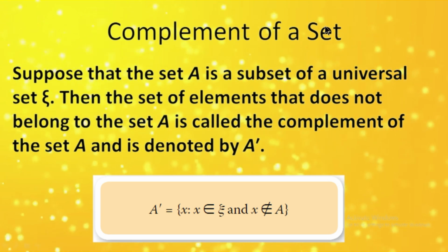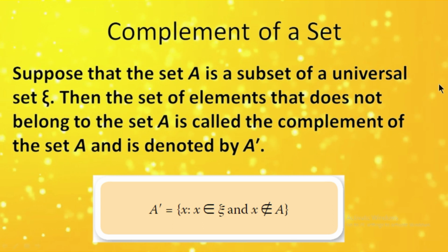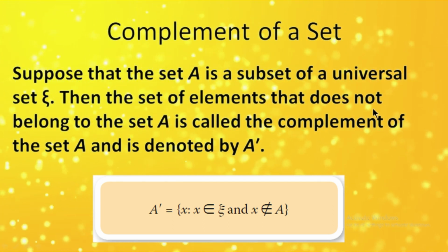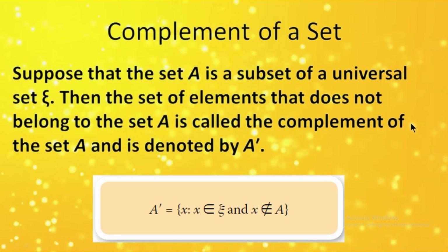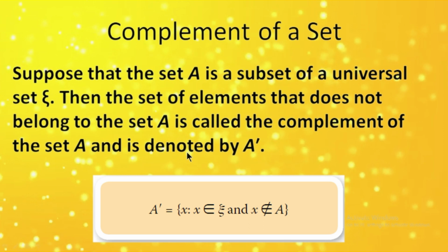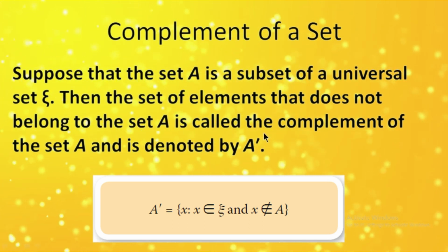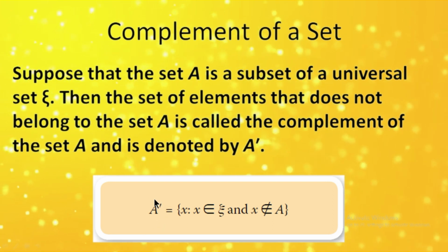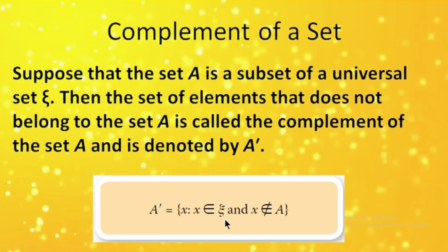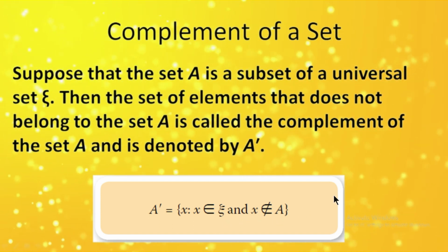Complement of a set. Suppose that the set A is a subset of a universal set. Then, the set of elements that does not belong to the set A is called the complement of the set A and is denoted by A accent or A complement. So the elements of A complement are X, where X belongs to the universal set and X does not belong to set A. Let's jump to the example.